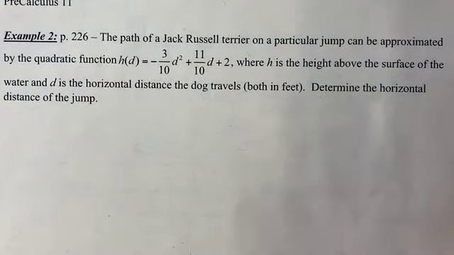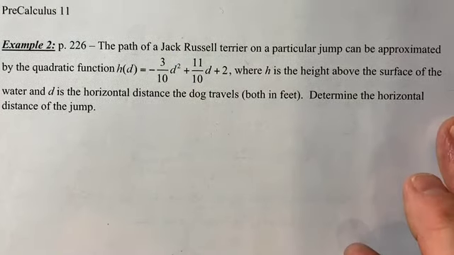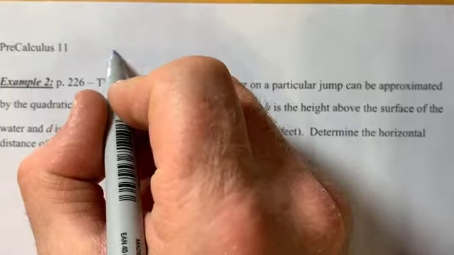Okay. So here's an example straight out of page 226. It's talking about the path of a Jack Russell Terrier. So here's what it is. You've got this little dog.